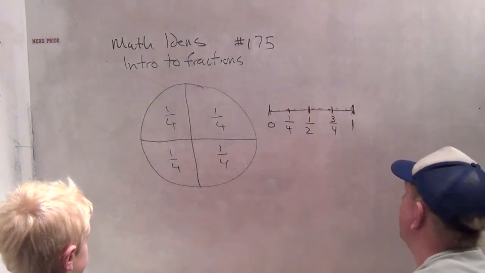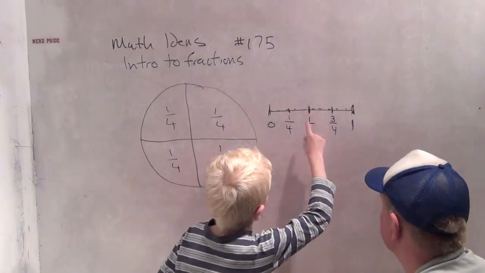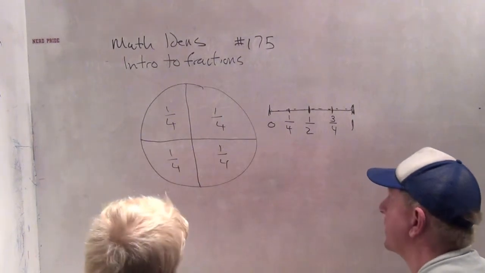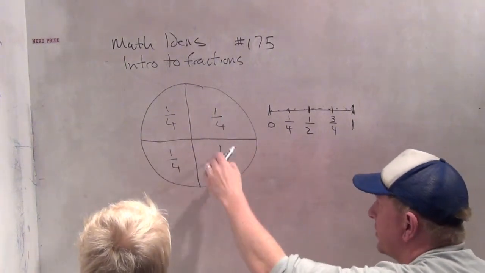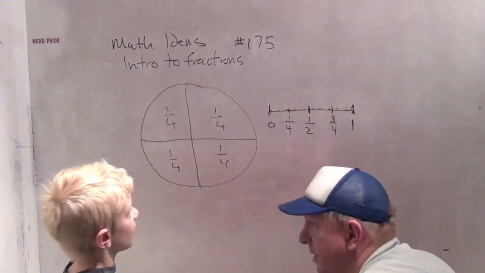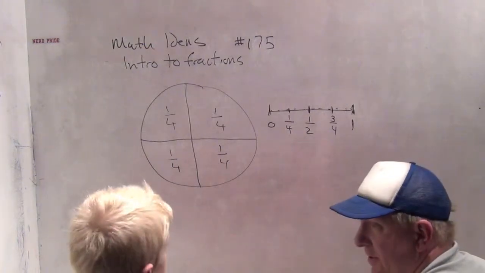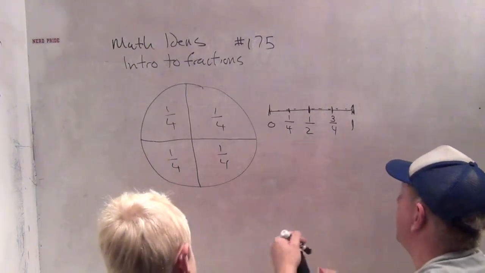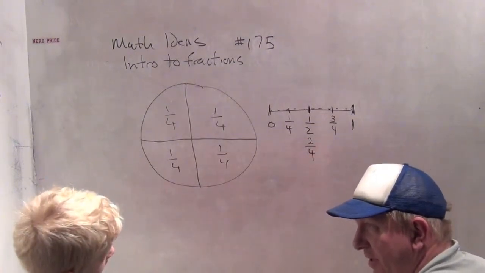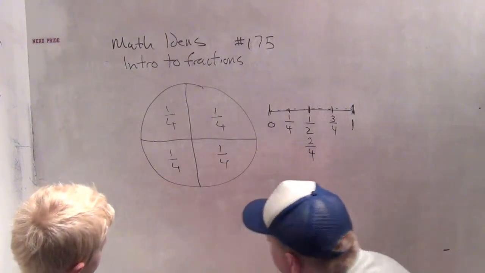But where's 2/4? 2/4 is about here. What do you notice about 2/4 here? Yeah, that's a half. So where's 2/4 over here? It's a half. 1/2 is the exact same thing as 2/4. Can you believe that? Whoa. And you can see it from the picture, right?